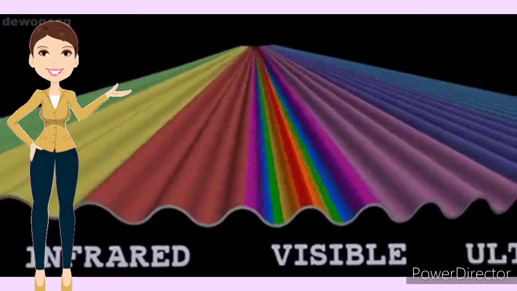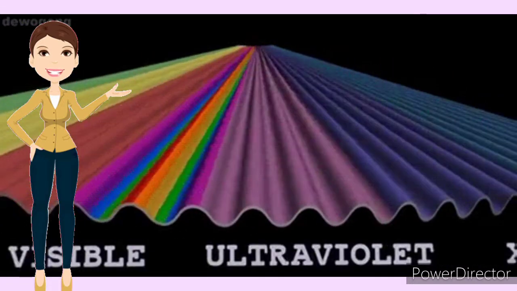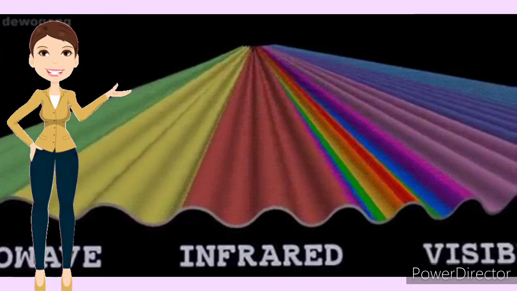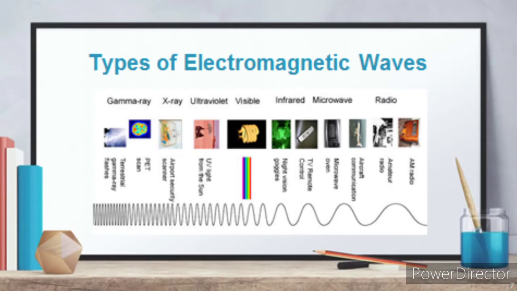Those waves with a very short wavelength will have high frequency and high energy, while those waves with a very long wavelength will have low frequency and low energy. Let's talk about the different types of electromagnetic waves.